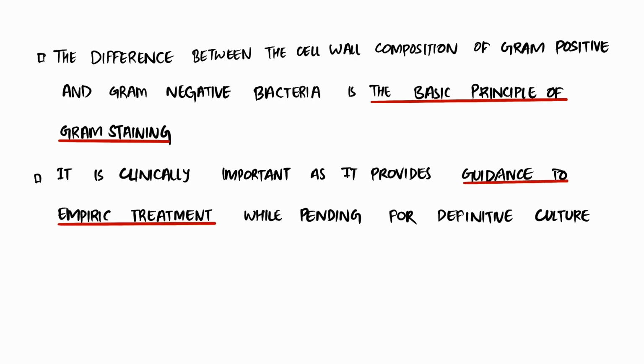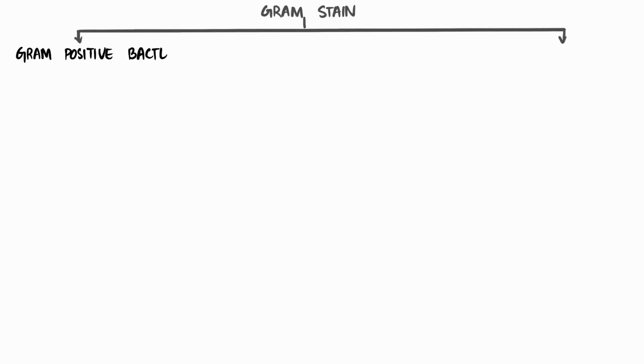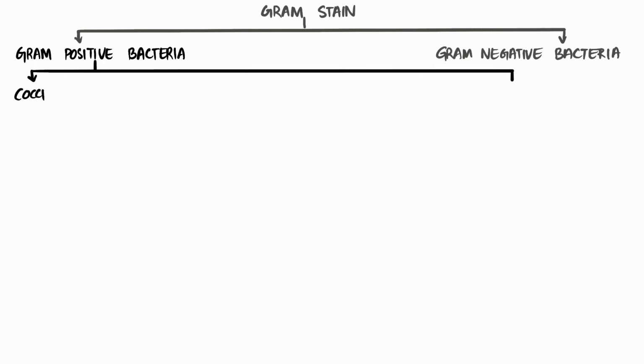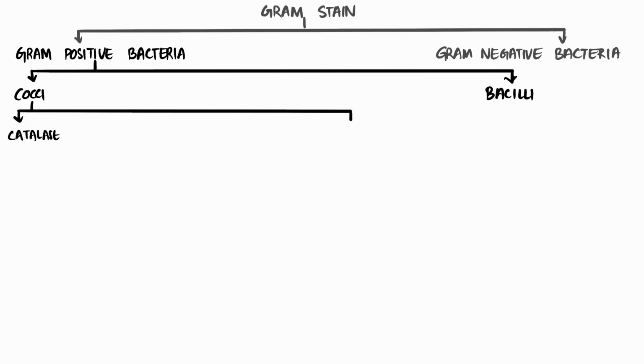Now that we know the classification of bacteria on the basis of their shape and gram stain, let's look into examples of some of the medically important bacteria. Based on the gram stain, bacteria can be either gram-positive or gram-negative. Let's look into the gram-positive bacteria first. Depending on their shape, they can be either cocci or bacilli. The gram-positive cocci can be further categorized into catalase positive and catalase negative.